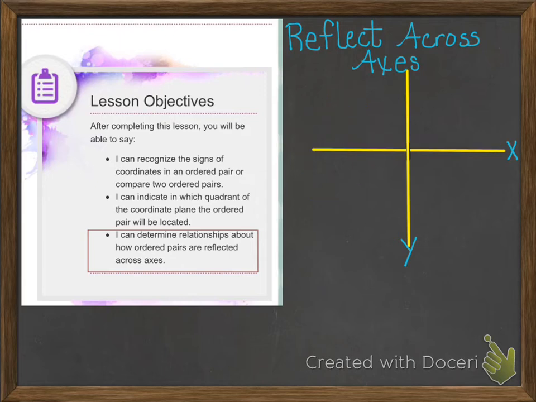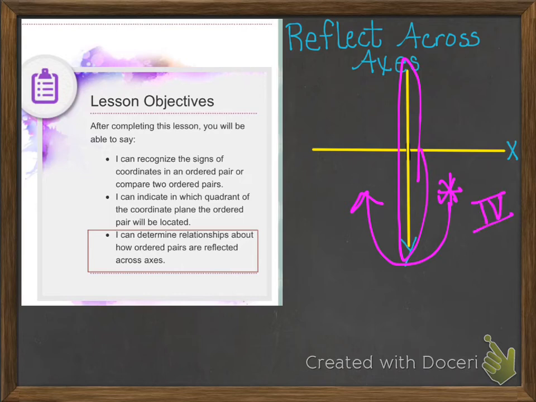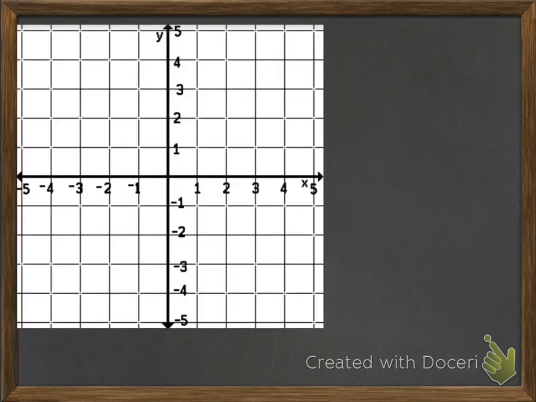If we're reflecting across the y, let's say we're down here, and I want to reflect across the y. Well, here's my y-axis. I'm going to jump over that y line. So I started in quadrant 4, but when I reflect my point, I'm going to end up in quadrant 3. All right, so let's try these with some specific ordered pairs.